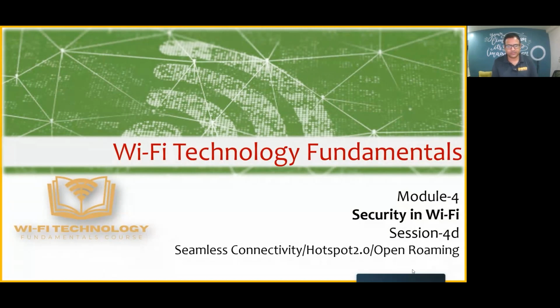We are in the final session of this particular version of the training. We are in module 4 and the fourth session of module 4 within security. Today we're going to talk about seamless connectivity and Hotspot 2.0 and open roaming. We're only going to touch on the basics of these areas. We're not going to go into a lot of detail, at least introduce the idea and the concepts and the various terminologies is basically what we're going to talk about today.